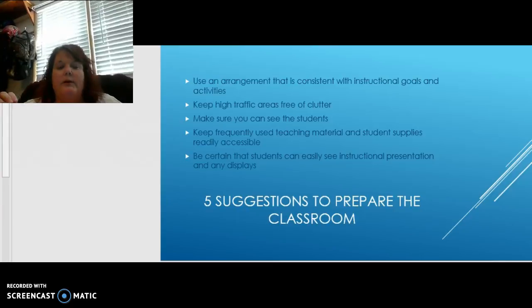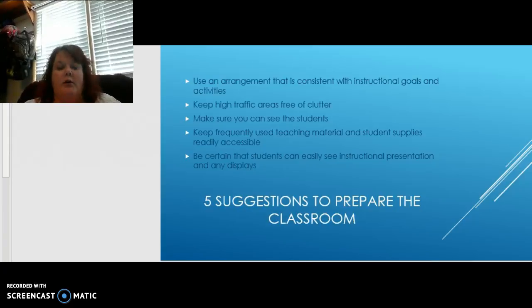Keep frequently used teaching materials and student supplies ready and accessible. It's always a good thing to make sure they have extra pencils sharpened. It's always a good thing that if they need something to help them with that task, it's there. When you get ready to transition from one thing to another, it's there. So you're not wasting a lot of time finding this, that, and the other.